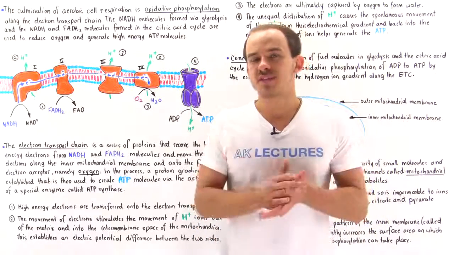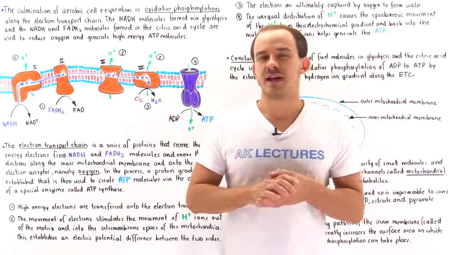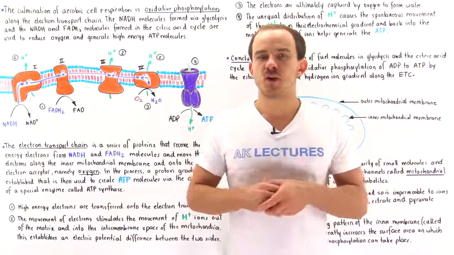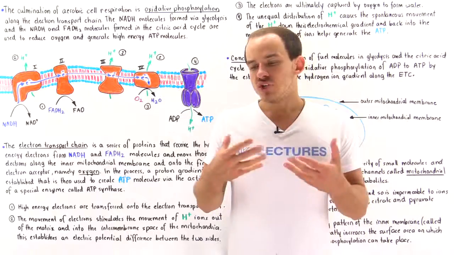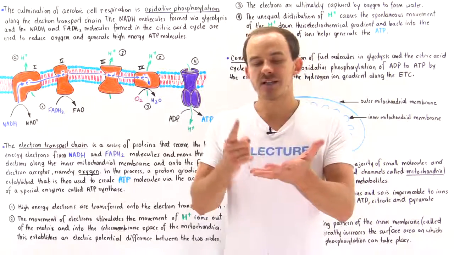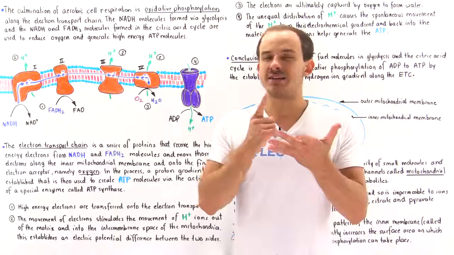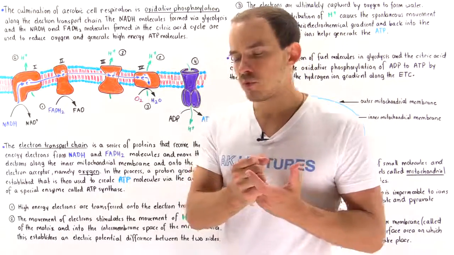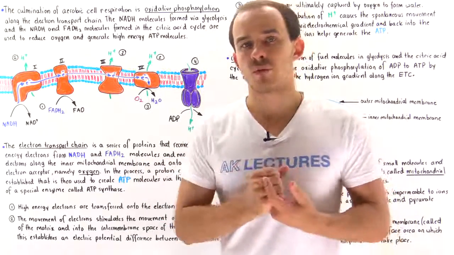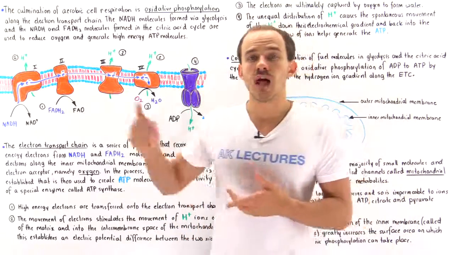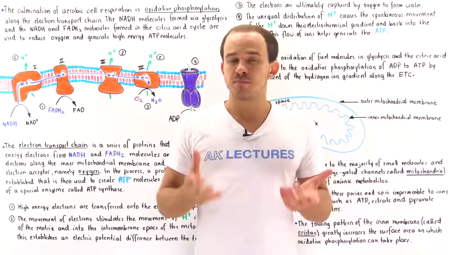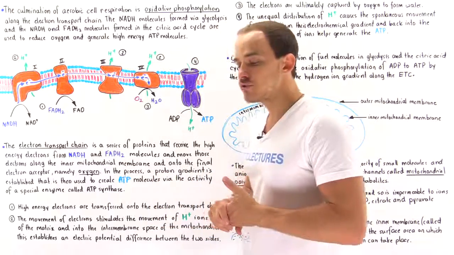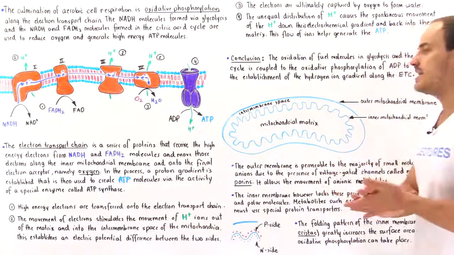The process of aerobic cell respiration is very complicated and intricate because it consists of many individual processes and many individual steps. So far we discussed glycolysis, pyruvate decarboxylation, and the citric acid cycle. Now, the final process of aerobic cell respiration, the culmination of aerobic cell respiration, is a process we call oxidative phosphorylation that takes place on the electron transport chain of the inner membrane of the mitochondria. And this is what we're going to introduce in this lecture.